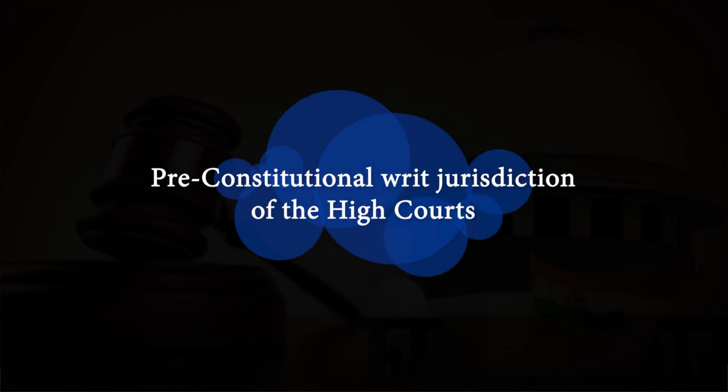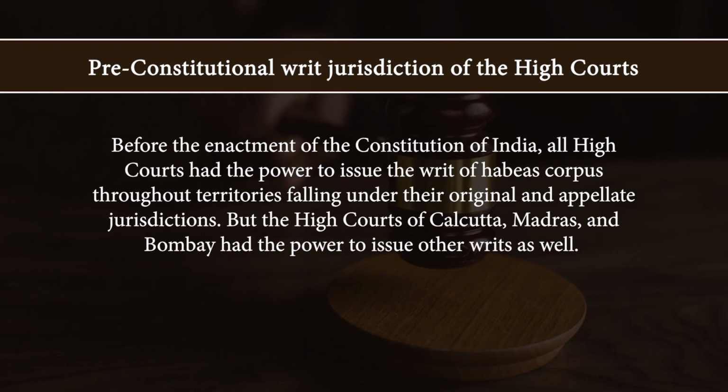Moving ahead, the pre-constitutional writ jurisdiction of the high courts. Well, today as we all study the writ jurisdiction under the present constitution, we also need to understand what was the basic situation historically. Before the enactment of the Constitution of India, all high courts had the power to issue the writ of habeas corpus throughout the territories falling under their original and appellate jurisdiction. The high courts of Calcutta, Madras, and Bombay had the power to issue other writs as well.